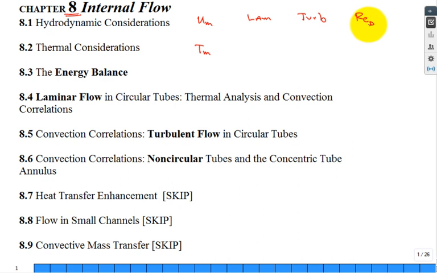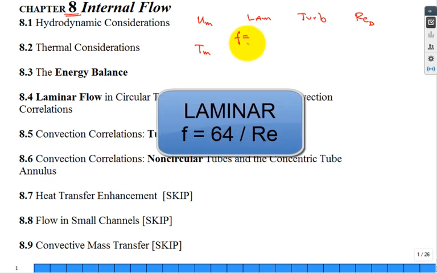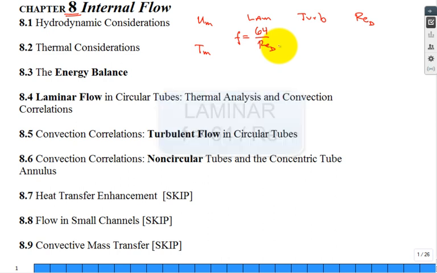So the 2300 is the critical Reynolds number, below laminar, above turbulent. Talked about how to get that friction factor. The friction factor is given by a single equation, an easy to remember equation. Do you remember that equation? 64 divided by that Reynolds number. And then what about for the turbulent case? What's the friction factor? How do I find that?